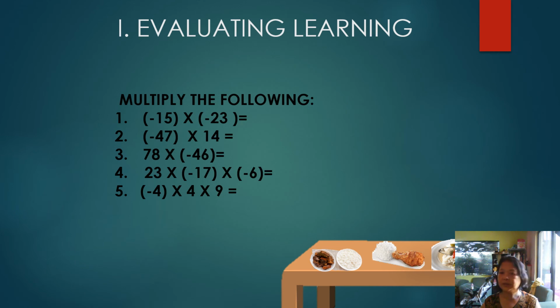So evaluating learning, we have 5 numbers that students are going to answer. Number 1, they're going to multiply negative 15 times negative 23. Number 2, negative 47 times positive 14. Number 3, positive 78 times negative 46. And number 4, 23 times negative 17 times negative 6. And number 5, negative 4 times 4 positive times 9.